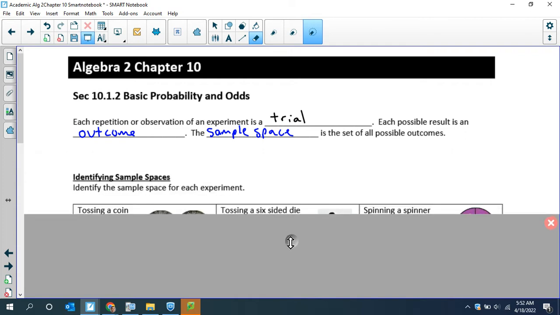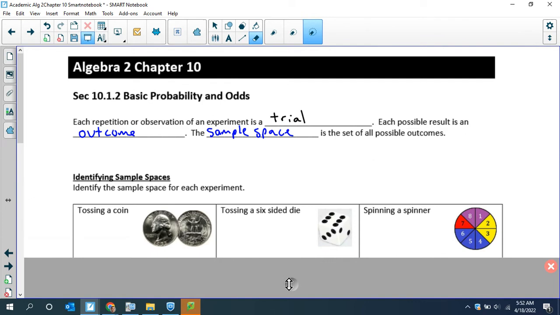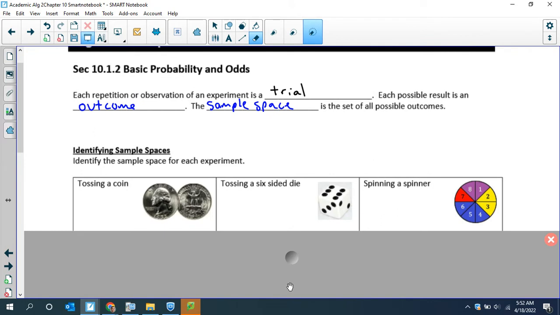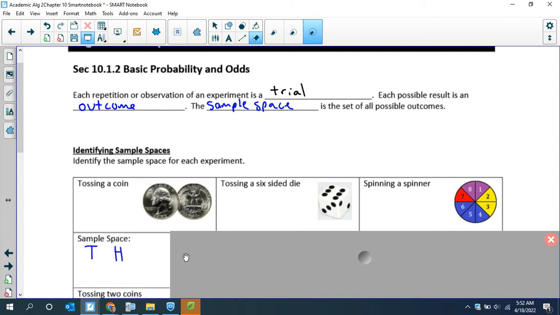All right, so, helping to identify the sample space. For the first one, if we're tossing a coin, what would our sample space be? And again, the sample space means the set of all possible outcomes. So if you toss a coin, your possible outcomes are either heads or tails. That's it. Two possible outcomes, heads, tails.